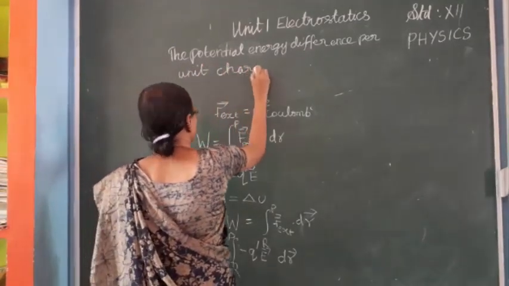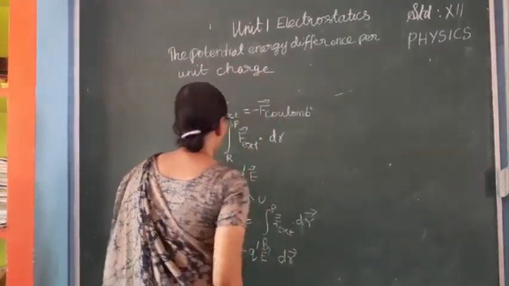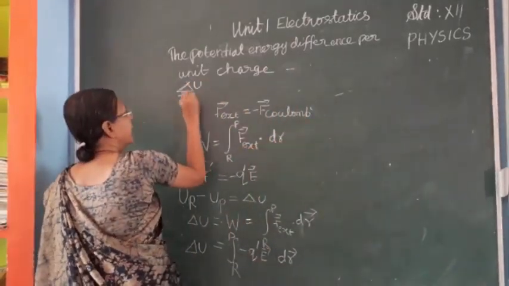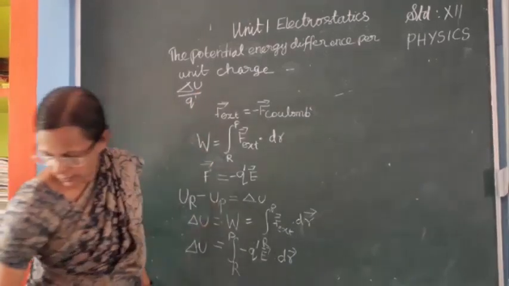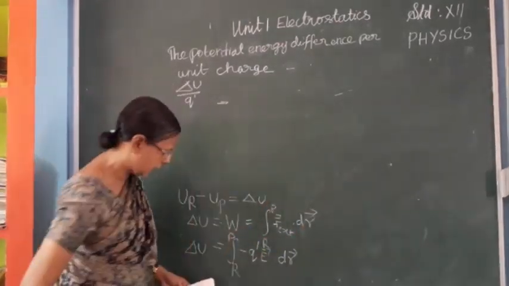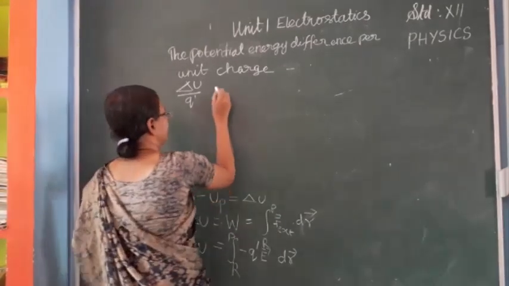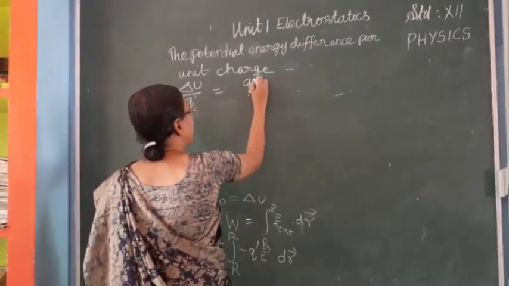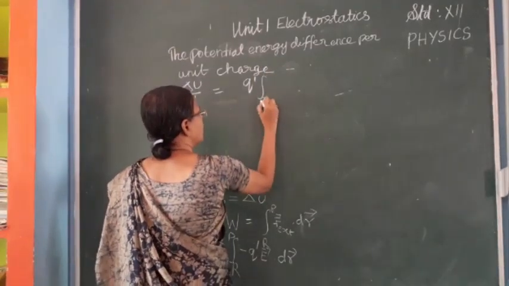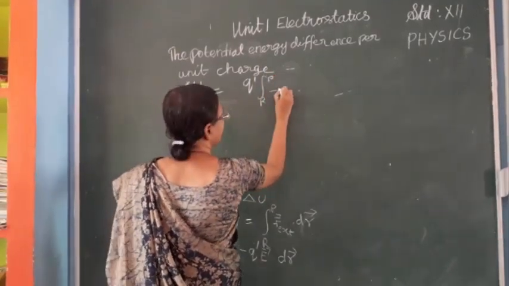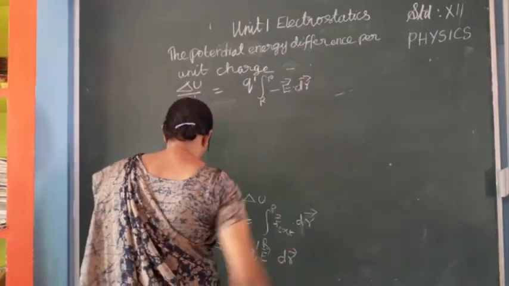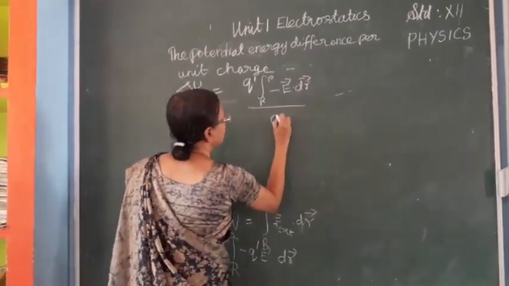Potential energy difference per unit charge: del U divided by Q dash, where the unit charge Q dash is the test charge. So Q dash times the integral from R to P of minus E vector dot dr vector, divided by Q dash.